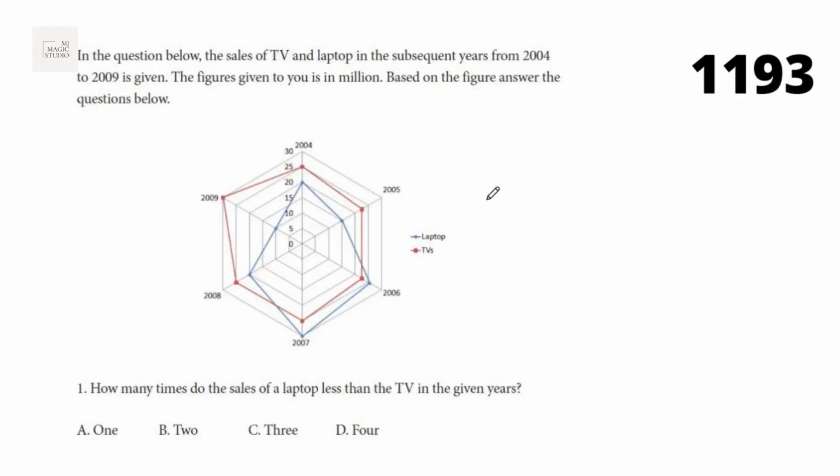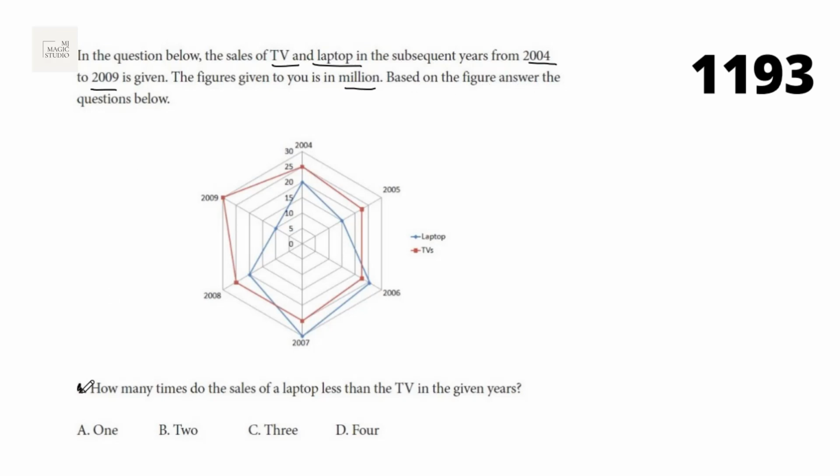Okay, it looks somewhat like a radar. What does it say? In the question, the sales of TV and laptop in the subsequent years from 2004 to 2009, that is 4, 5, 6, 7, 8, 9, the figure given to you is in million. Okay, based on the figure, answer the question.